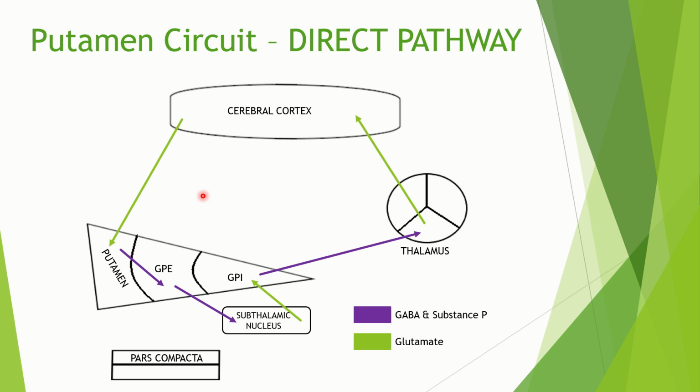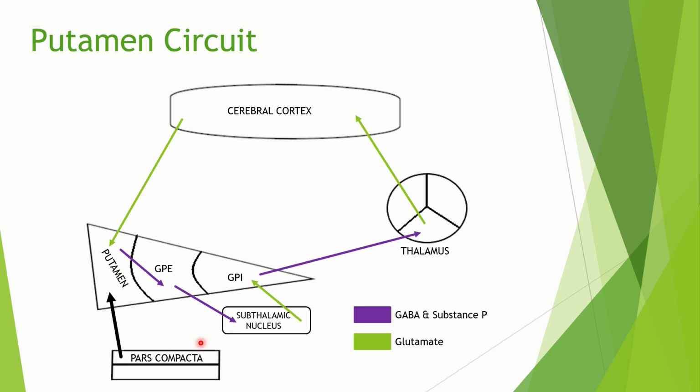We have to also understand as well that the direct pathway is much shorter than the indirect pathway, and it activates muscles. However, the indirect pathway is much longer, and it deactivates muscles. Now, right here, what we have is the substantia nigra. The substantia nigra has two parts. The part that we are interested in is the pars compacta.